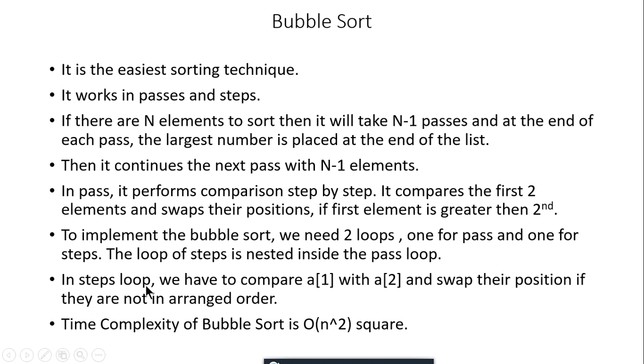In the steps loop, you will compare your first and second element, and if the first element is greater than the second, you will swap their positions, and so on. You will continue this until your list is sorted. Okay. The time complexity of bubble sort is O(n squared).